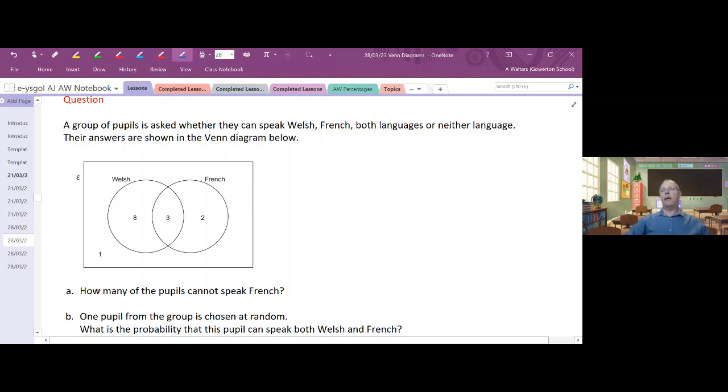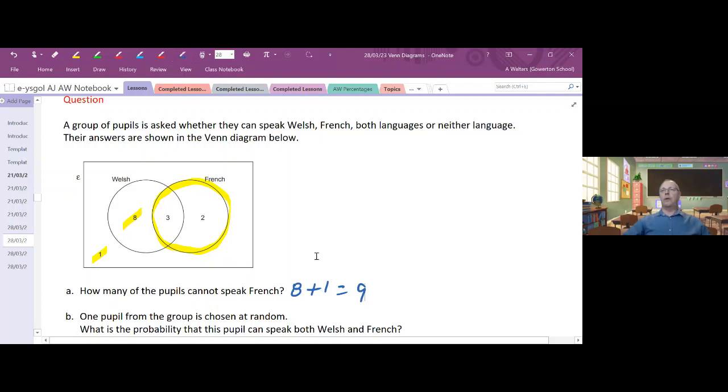Okay, if I look at part A, how many pupils cannot speak French? So it's everyone outside of the circle for French. So it includes this 8 and this 1, because the French speakers are inside that circle. So it's 8 and 1, giving us an answer of 9.